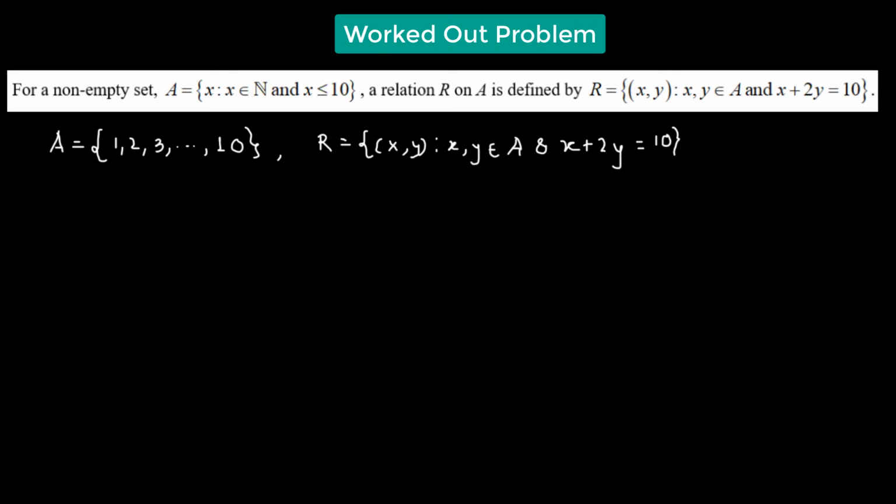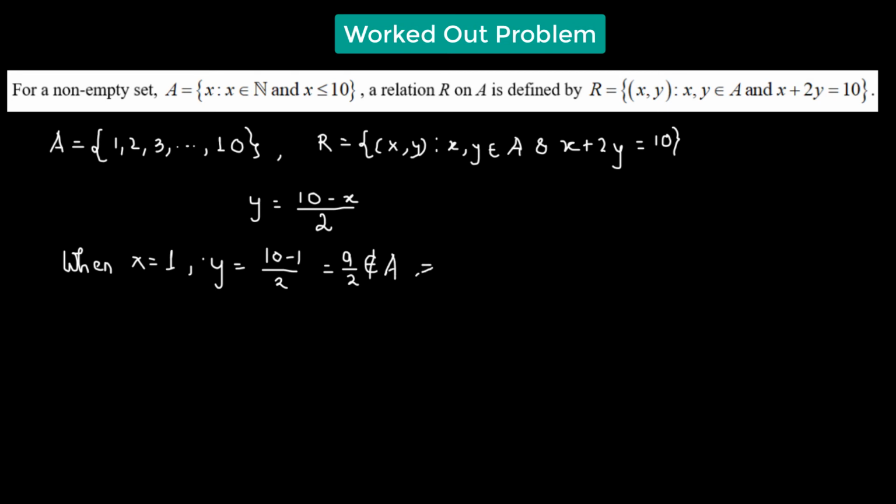So let us rewrite this equation in terms of y. That will give us y is equal to (10 minus x) divided by 2. So let us pick up one number from A. When we pick up the first element from A, that is x equals 1, that gives us y equal to (10 minus 1) divided by 2, which is equal to 9 over 2. Now this is not a natural number and does not belong to our set A. So this implies that the ordered pair (1, 9/2) does not belong to the relation R.